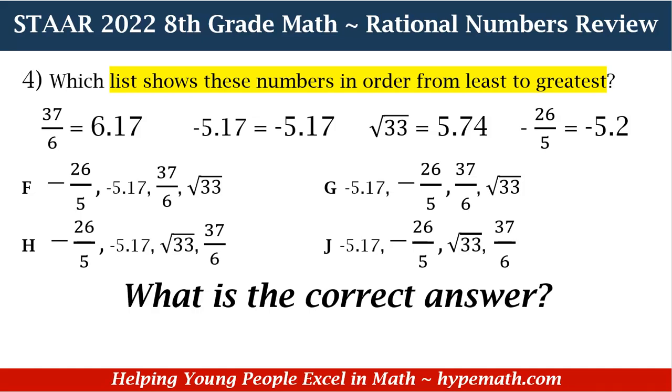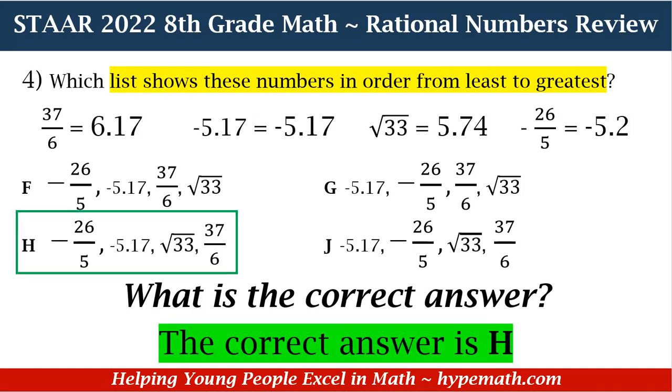So our list again would be composed of this: negative 26 over 5, then negative 5 and 1700ths. Next, it will be the square root of 33, and lastly, it would be 37 over 6. And that is answer choice H. That is the correct answer. And that is it for part 1 of comparing rational numbers.